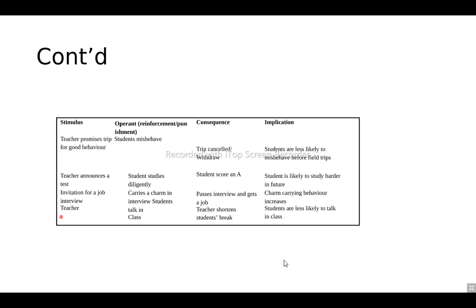So here we have another one, which is a teacher here. The stimulus is the teacher. The operant here is students talk in class. What does the teacher do as a consequence? The teacher shortens students' break. What is the implication? Students are less likely to talk in class because as a consequence, their break has been shortened, and therefore in the future they will not make noise in class so that they can have their break as normal as it is planned.